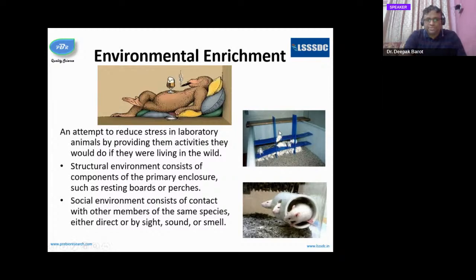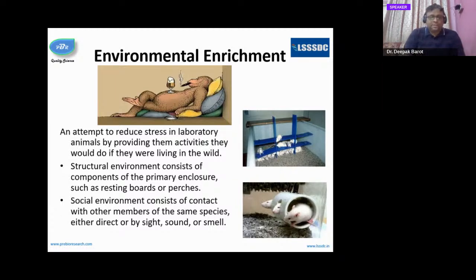On the right-hand side, as you can see, for rats and mice, because of their nature and behavior, if you provide them with tunnels like this, they simply play. They are so playful and so happy. In the same way, if you keep some polypropylene channels or staircase kind of thing, they just love it. This is for mice, and this is for rats. So an attempt to reduce stress is enrichment.